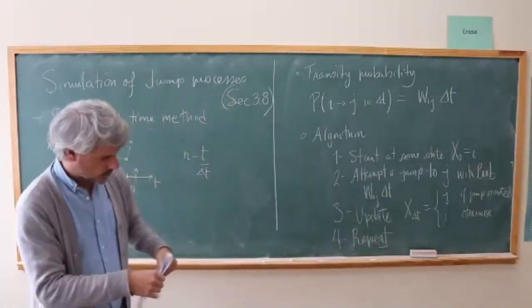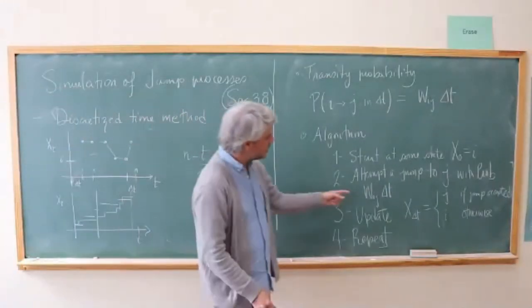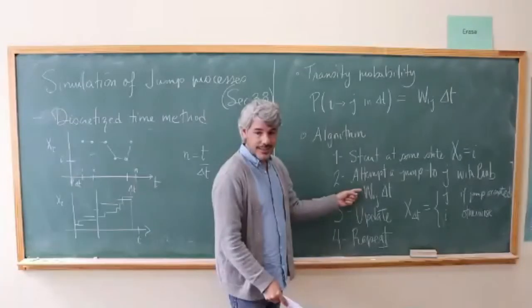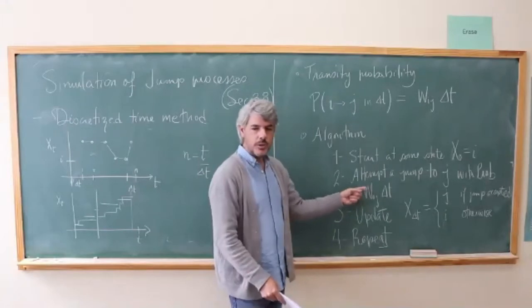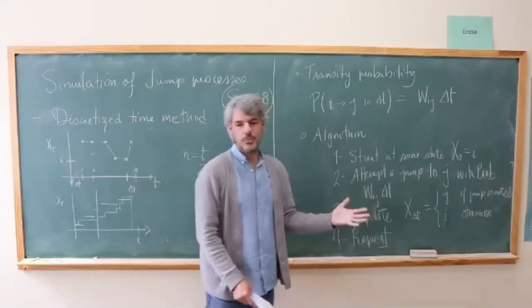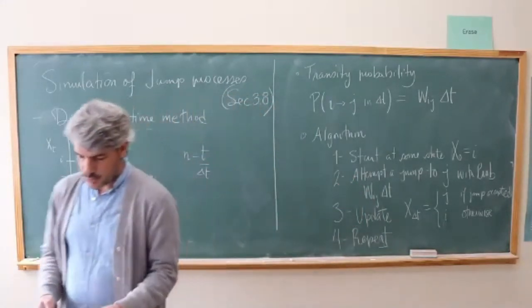One rule is that the sum over w_ij times delta t should be much smaller than 1. Yes, exactly. This has to be a probability. So if you take the largest rate and multiply it by delta t, this has to be smaller than 1. Okay, so that's the prescription.